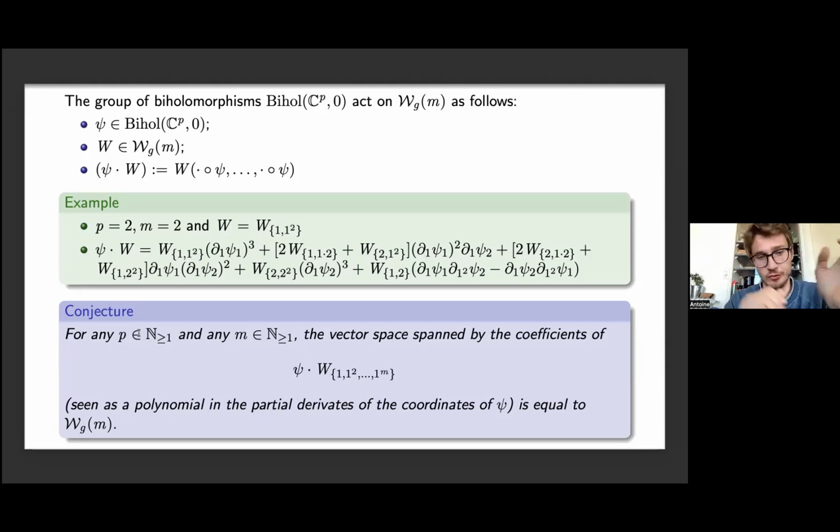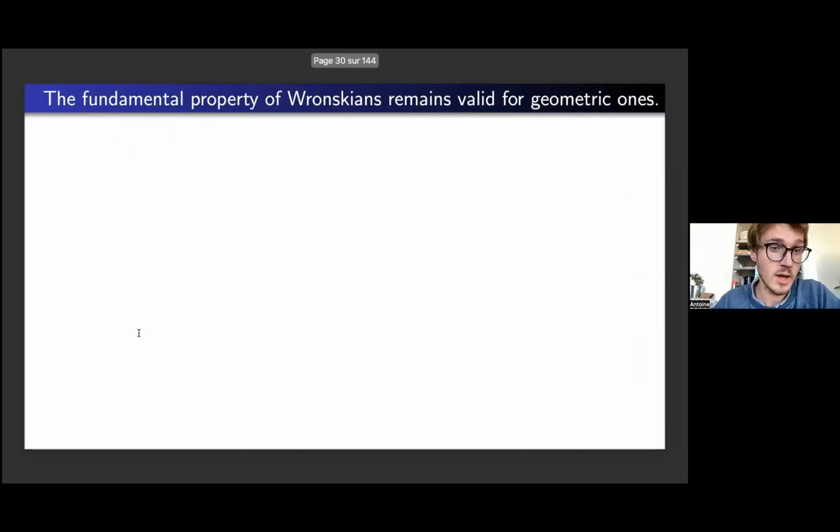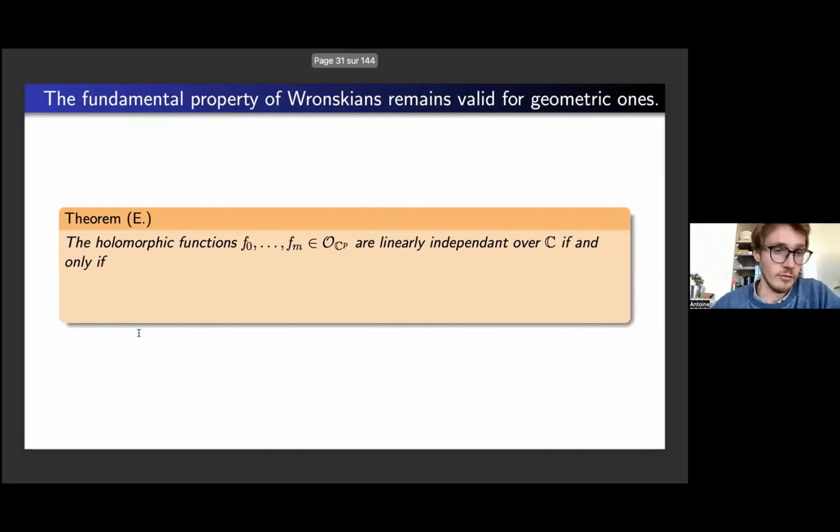Okay, so now we've introduced the geometric generalized Wronskian, and for applications, the really important property to have is that it should still allow us to read linear independence of functions, as the generalized Wronskian did. And so it turns out to be true. And we have the following.